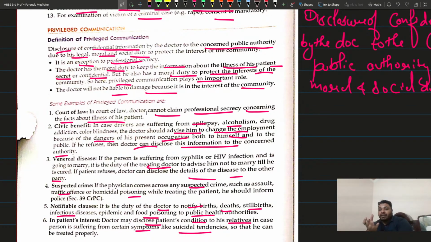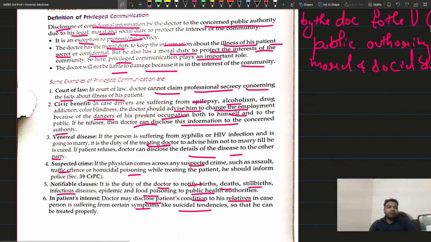But he has a moral duty, so he will also protect community interest. So here privileged communication plays an important role. The doctor will not be liable for damages because it is in the interest of the community. Examples: court of law, civic benefit, the venereal disease. You can just go through this.